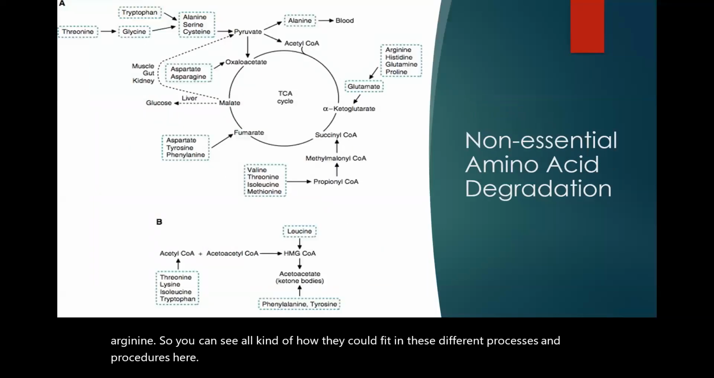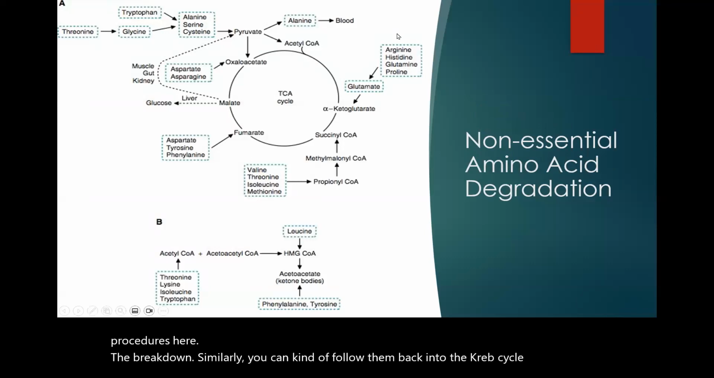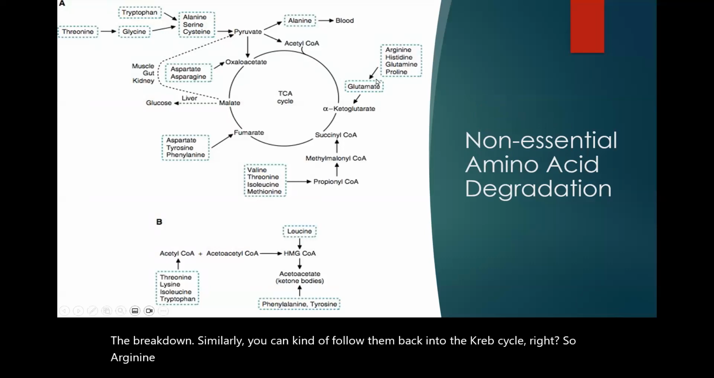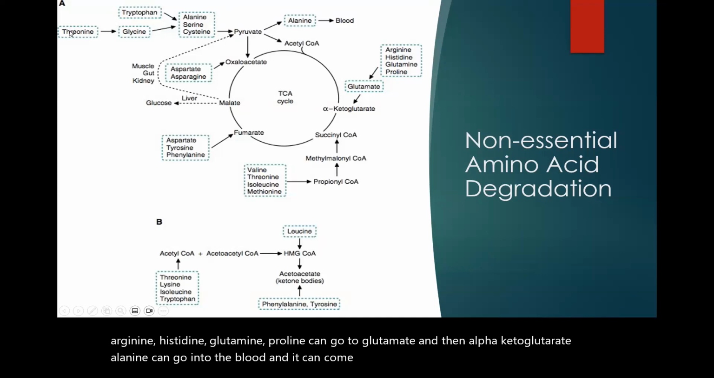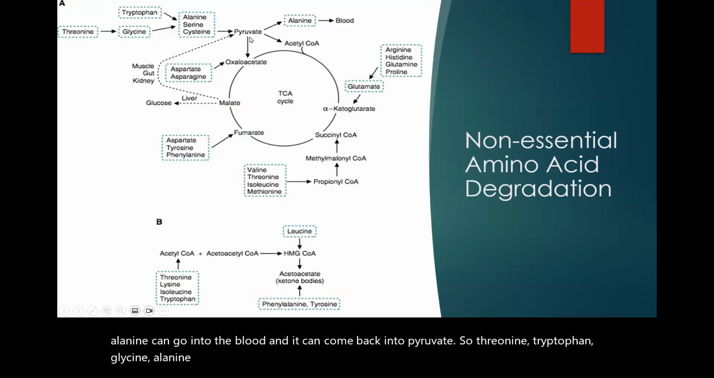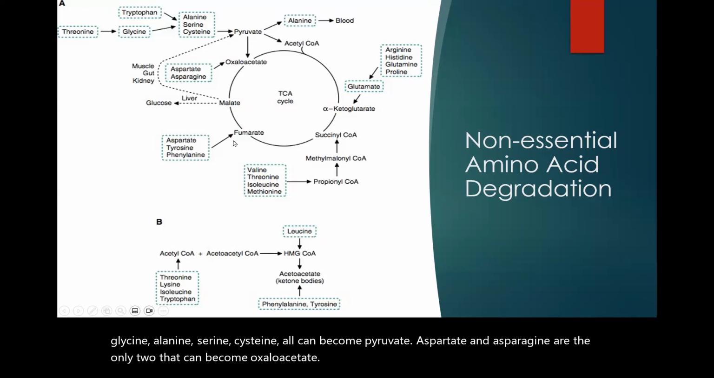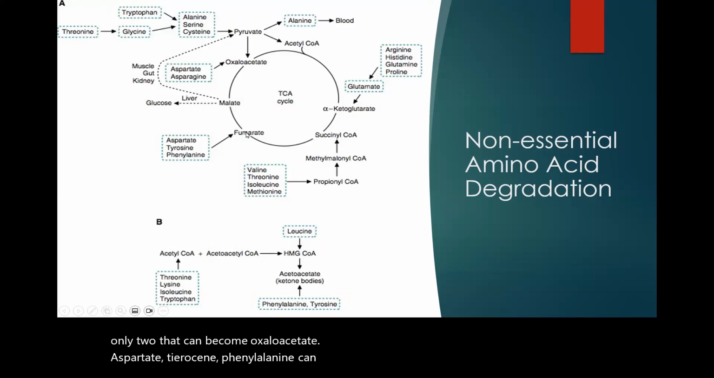The breakdown, similarly, you can follow back into the Krebs cycle, right? So arginine, histidine, glutamine, proline can go to glutamate, and then alpha-ketoglutarate. Alanine can go into the blood, and it can come back into pyruvate. Threonine, tryptophan, glycine, alanine, serine, cysteine all can become pyruvate. Aspartate and asparagine are the only two that can become oxaloacetate. Aspartate, tyrosine, phenylalanine can become fumarate.